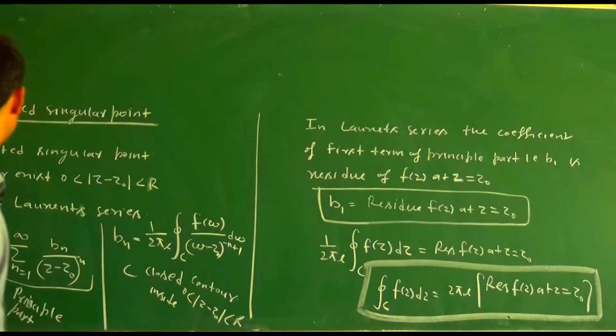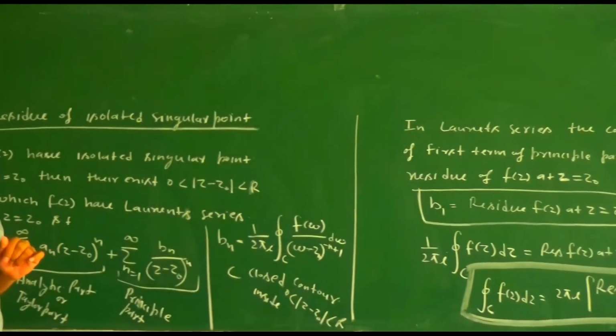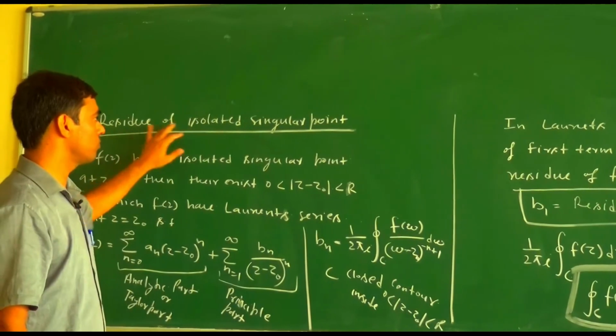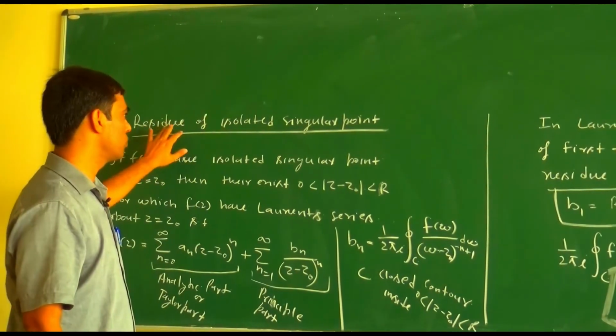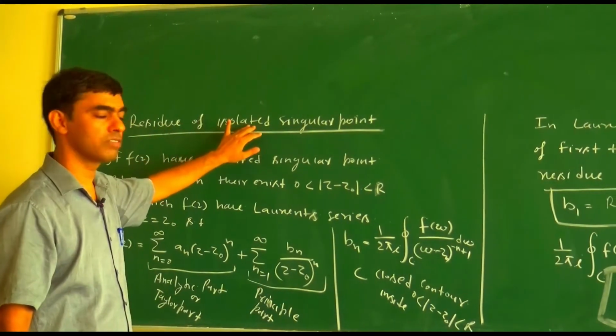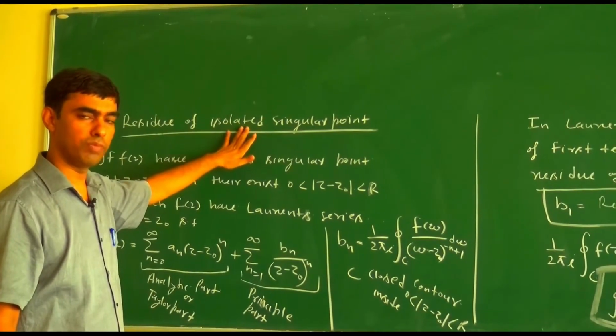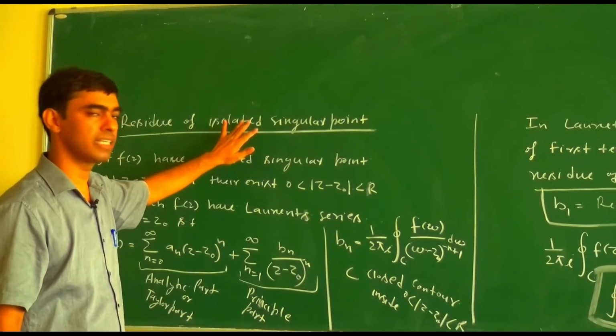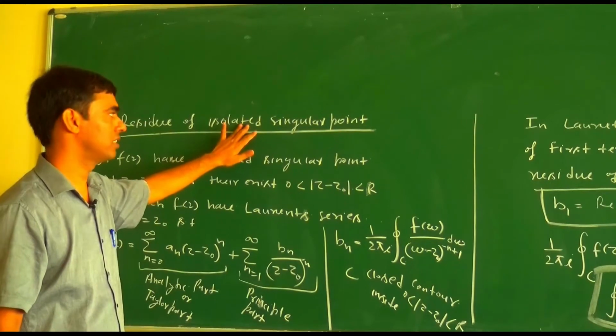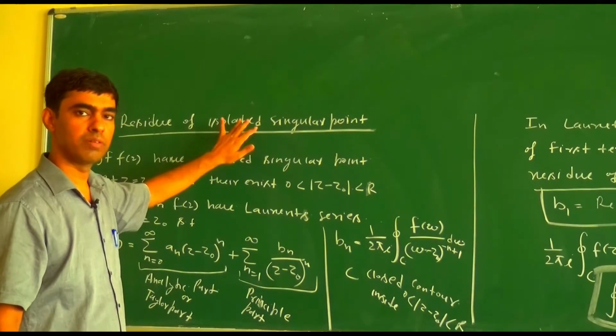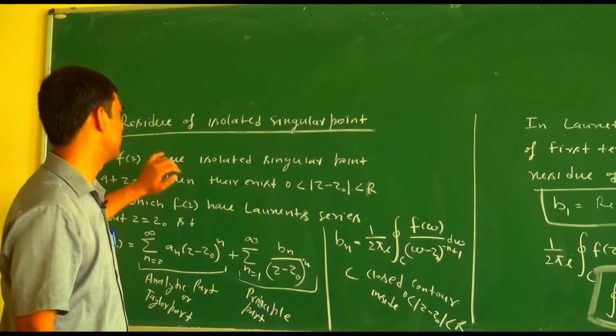Now, the residue at isolated singular points. Residue at an isolated singular point means how we find the b1 in the case of isolated singular points. How many types of isolated singular points are there? There are 3 types: removable singular points, poles, and essential singular points.